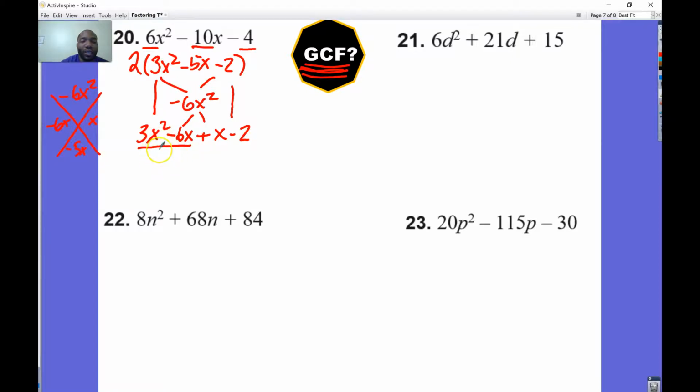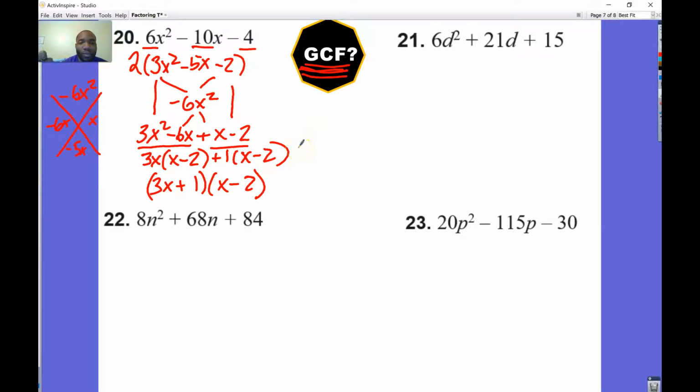All right, so we take out the GCF here of 3x. And when we do that, we end up with x minus 2. And then we want this to look like that. So we take out a positive 1, and we get x minus 2. So what we end up with is 3x plus 1 times x minus 2.